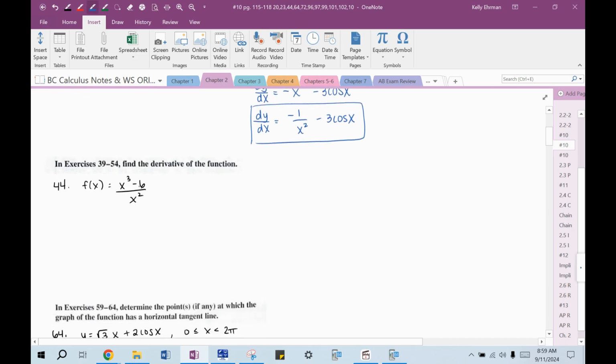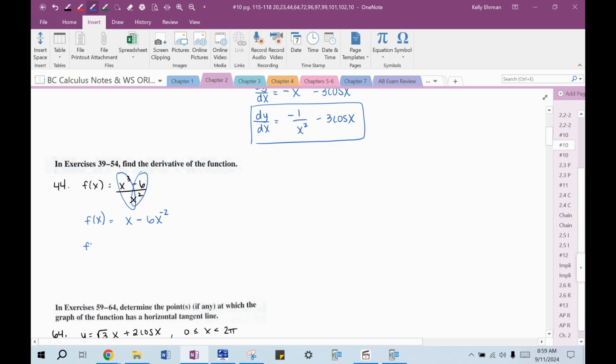Find the derivative of the function. So here's this function. Remember, it's not correct to take the derivative of the top and the bottom. Instead, what you should do anytime you see a rational function where it's just a monomial in the denominator, you should divide. So x cubed over x squared is x. Minus 6 over x squared, I'm going to write that as minus 6x to the negative 2.